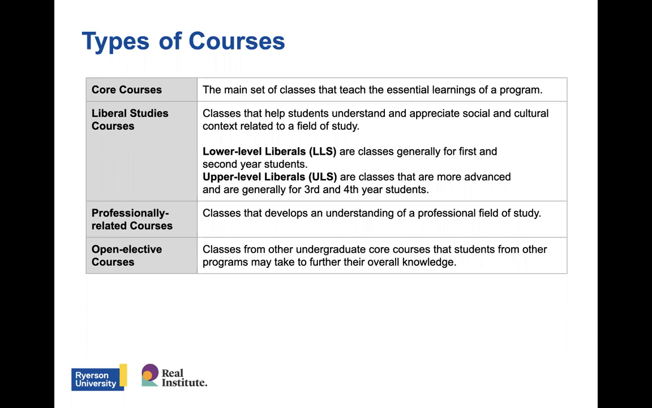Professionally related courses are classes that help develop an understanding of a professional field of study. A professional field of study generally includes fields that are oriented around business, science, technology, or engineering, STEM. And open elective courses are generally courses from other undergraduate programs, other core courses, that students from any other program may take to become a better rounded individual or just improve their overall knowledge.